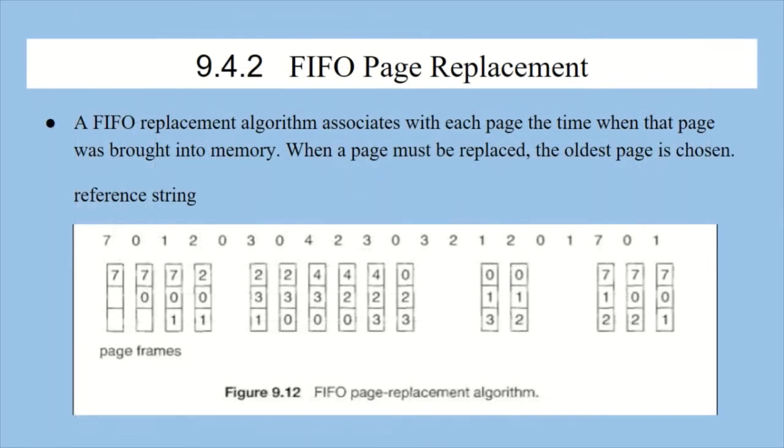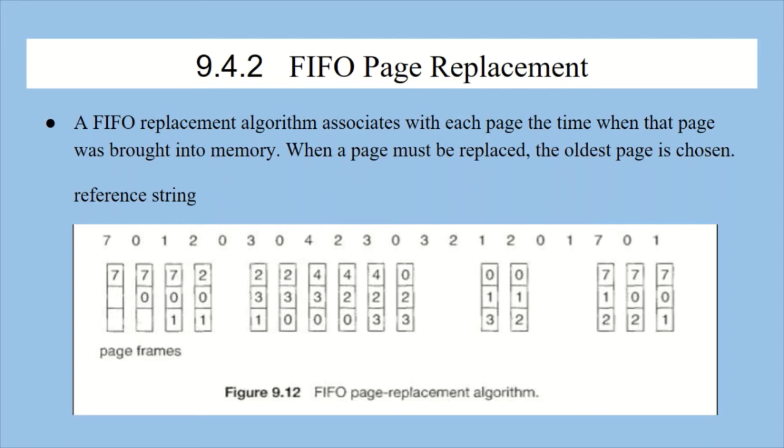The first algorithm in page replacement is the FIFO replacement. FIFO means first in, first out. A FIFO replacement algorithm associates with each page the time when that page was brought into memory. When a page must be replaced, the oldest page is chosen.